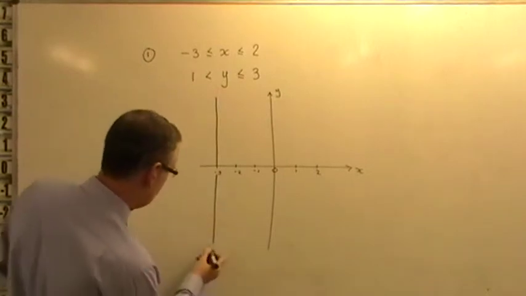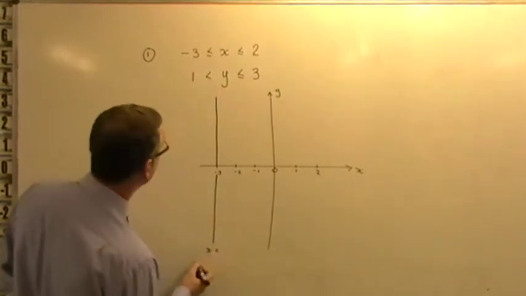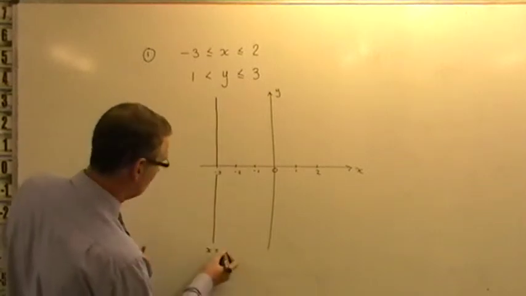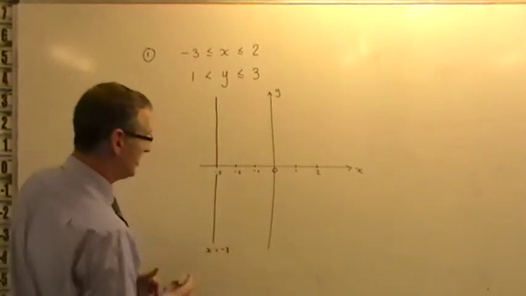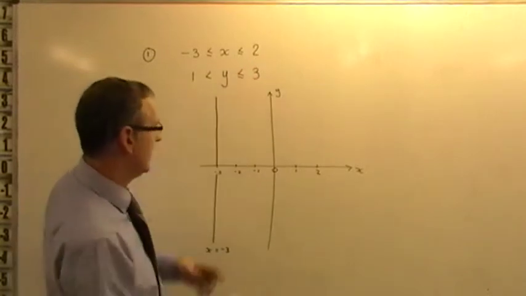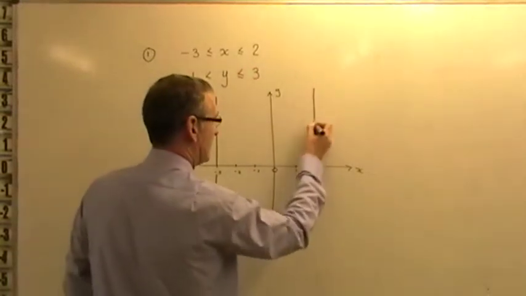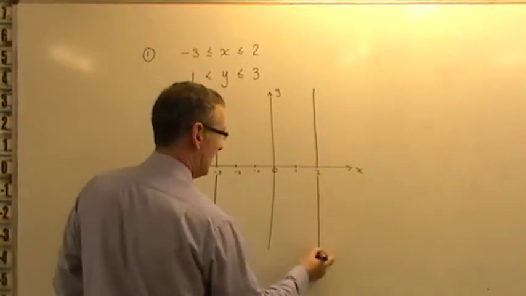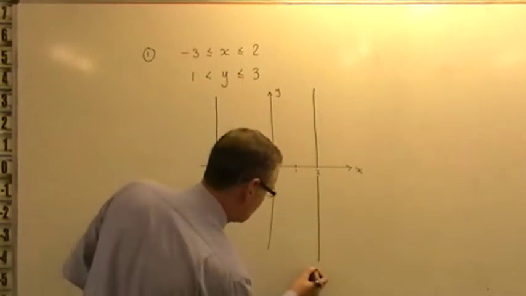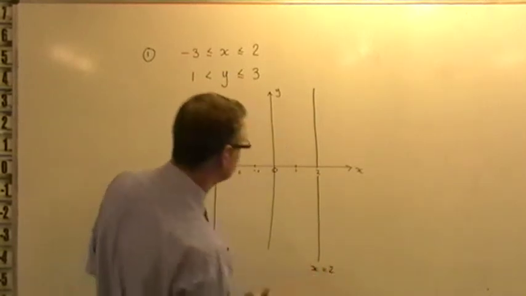Now all points lying on that line will have x values equal to -3. And likewise we've got a 2 there, so I need to draw a vertical line at 2 on the x-axis like so. All points on there will have x values equal to 2.